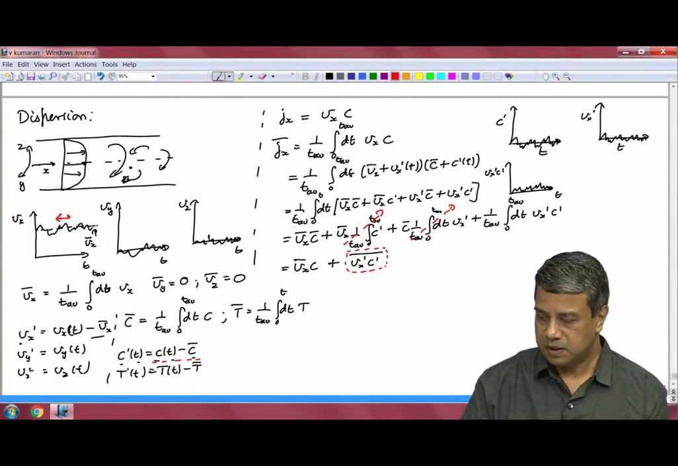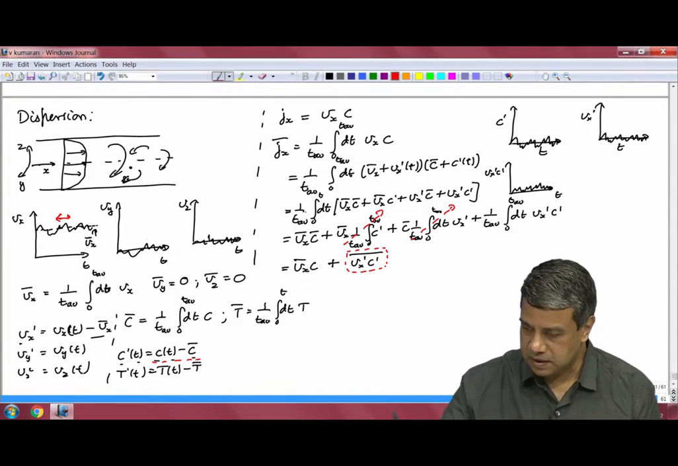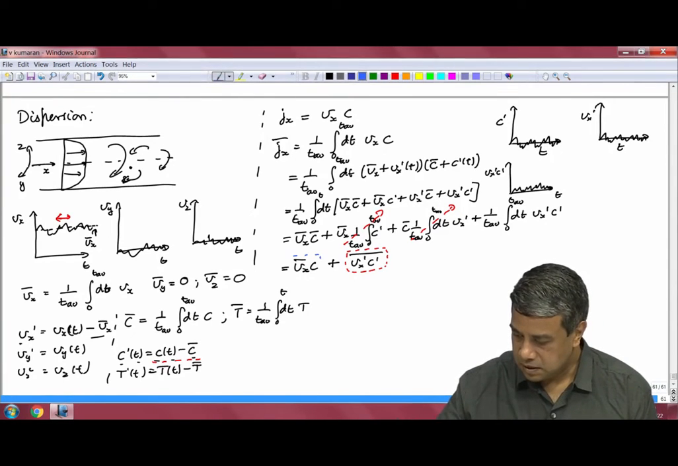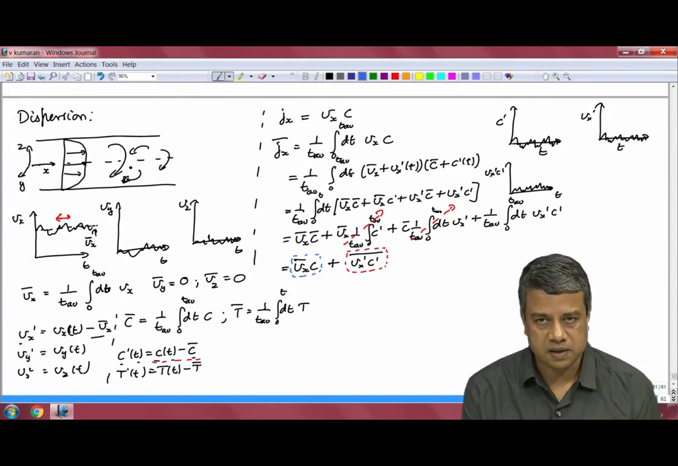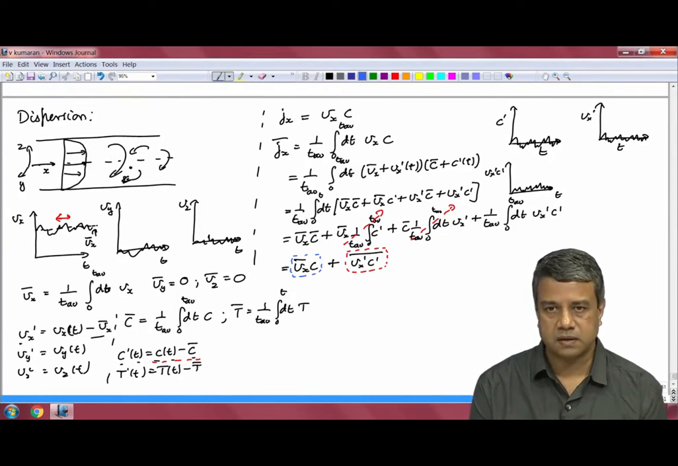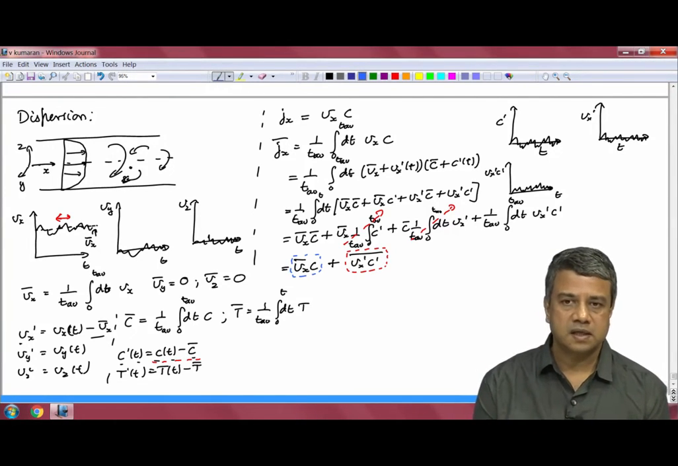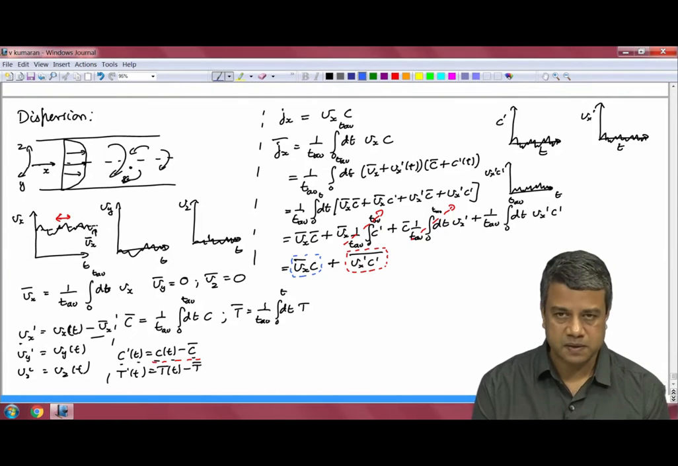So, this first term is the convection due to the mean flow, the mean velocity times the concentration at that location. That is the convection due to the mean flow. The second term is the dispersion.